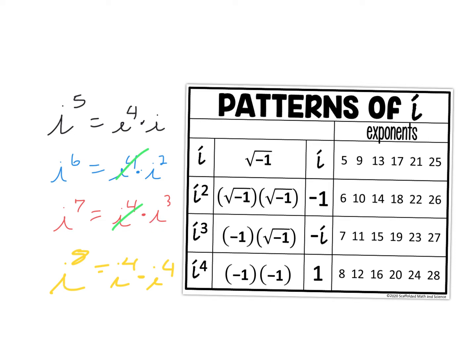And then i to the 8th is made up of i to the 4th times i to the 4th. Well, i to the 4th is 1, so that just says 1 times 1, so the answer is just 1. So that's how all of these exponents would give you the answer i, or negative 1, or negative i, or 1.